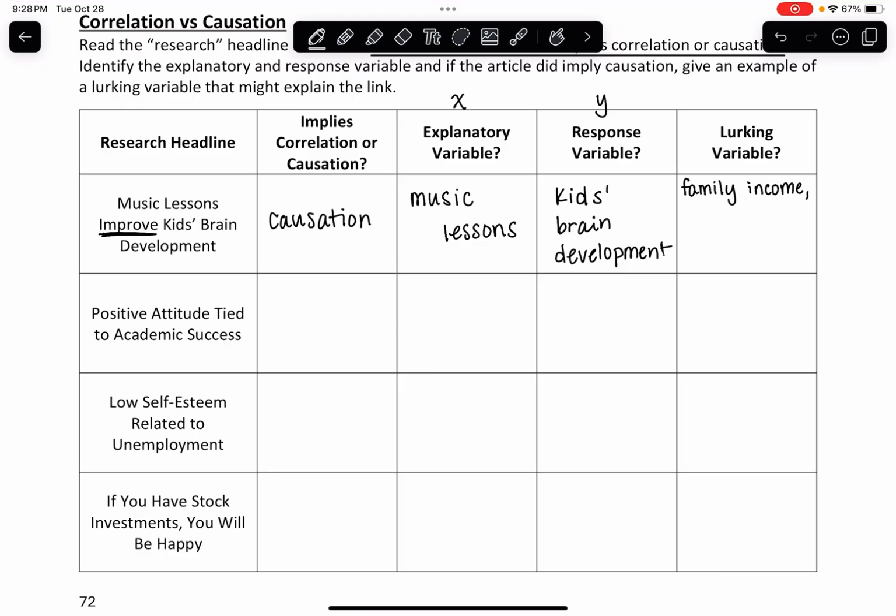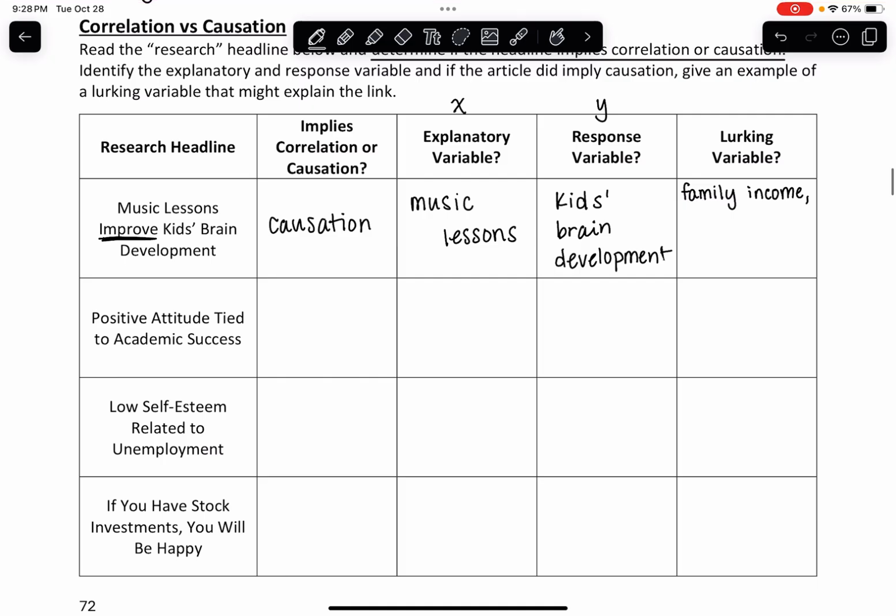If a family has enough extra income to pay for music lessons for their kids, that family probably also has extra income to afford a better quality of life and have better access to things that are going to help their kids' brain develop better.